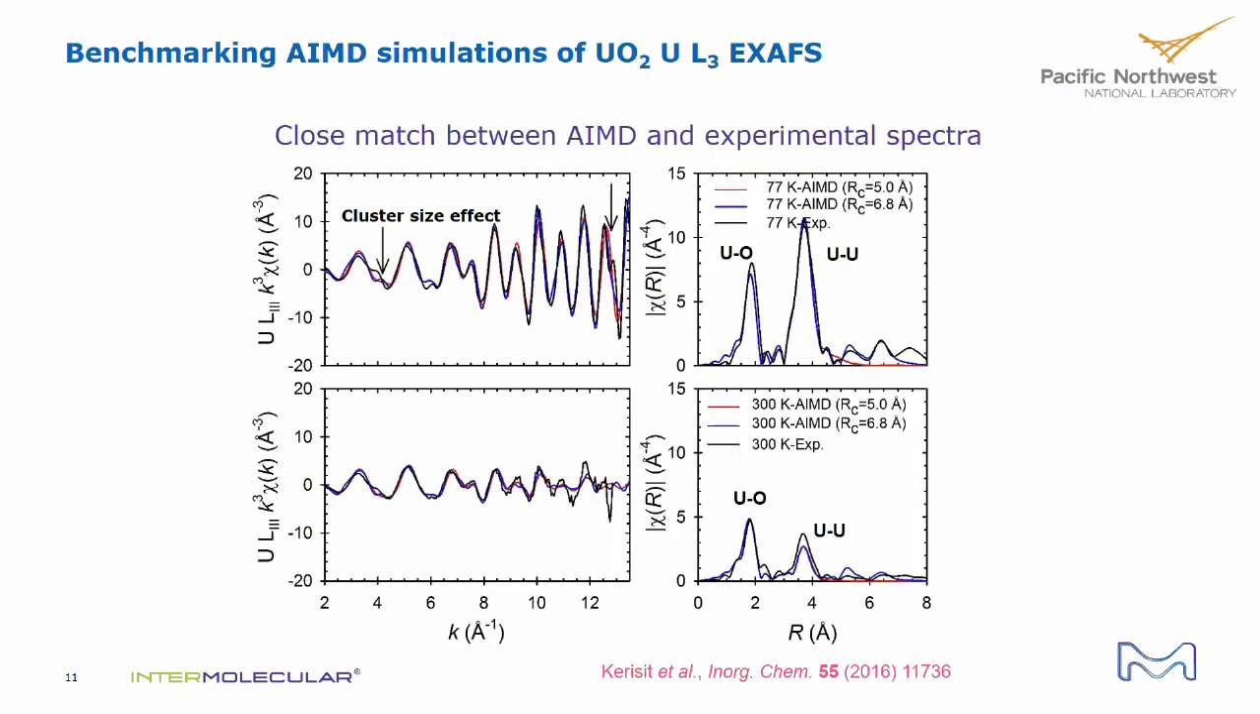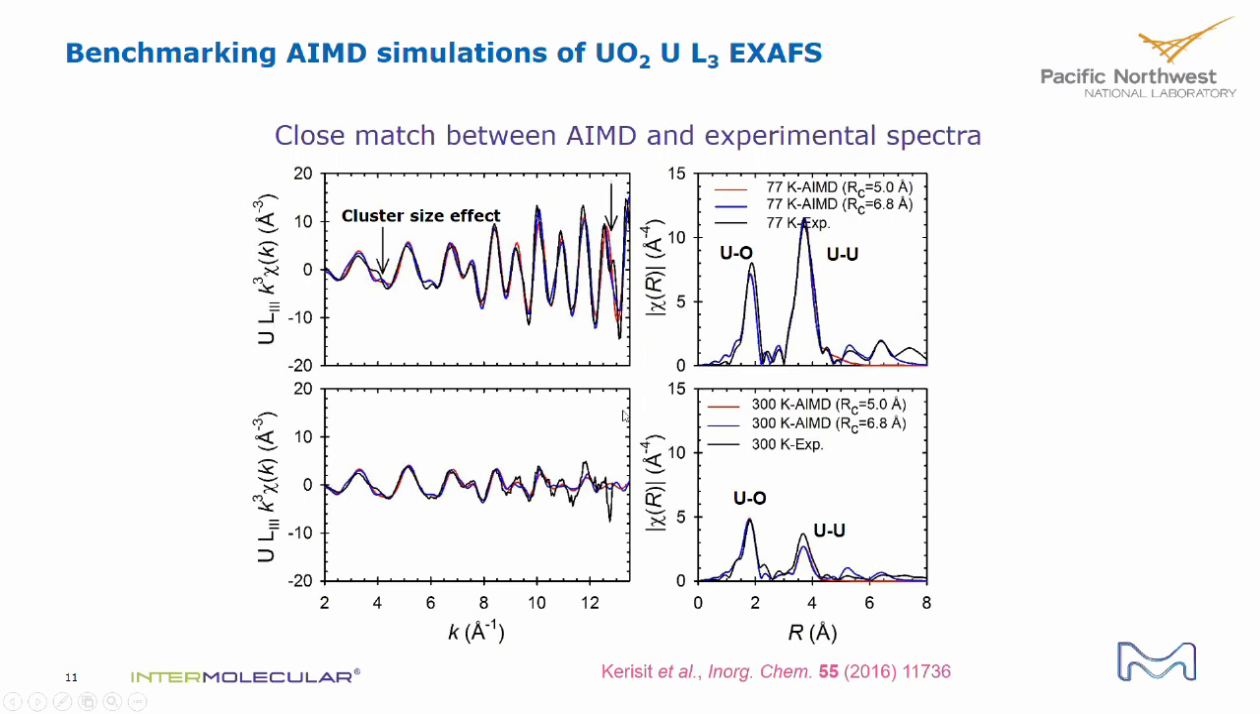We want to make sure our theory actually works first before we get too far into this. Something that was done in our first paper on this, by Sebastian Kerisit et al., was to simulate uraninite, which is a relatively straightforward structure, UO2. It's a very high symmetry structure. They did AIMD of uraninite at cryogenic temperature as well as room temperature, and compared that to experimental XAFS spectra from nano-uraninite. They got great agreement between the experimental and simulated spectra.